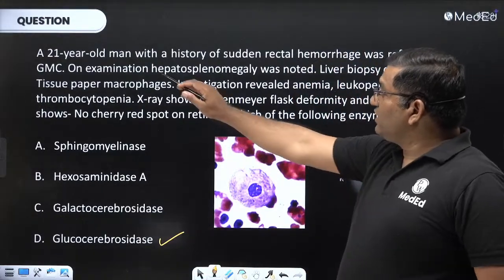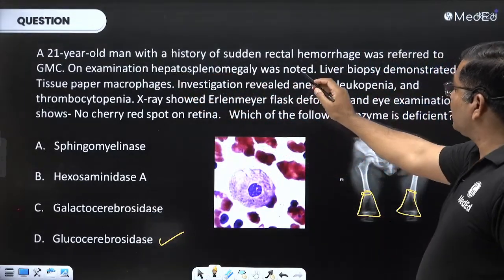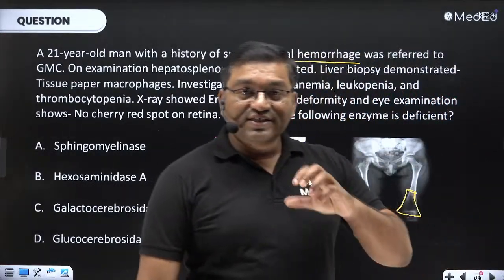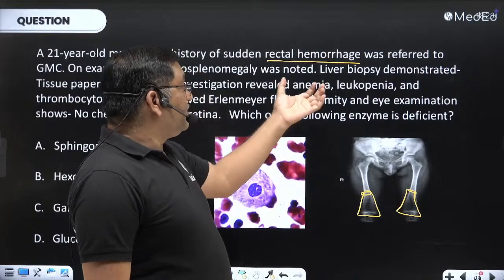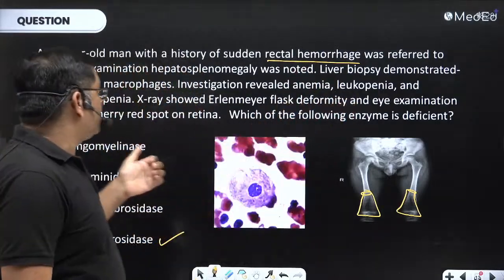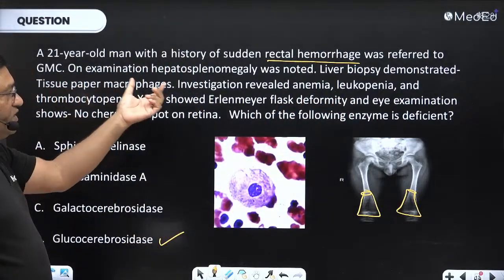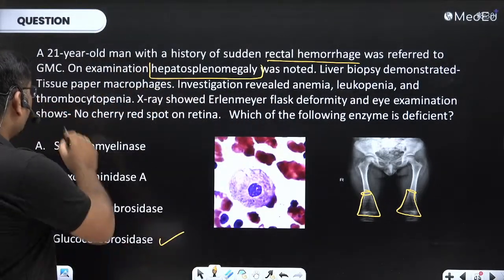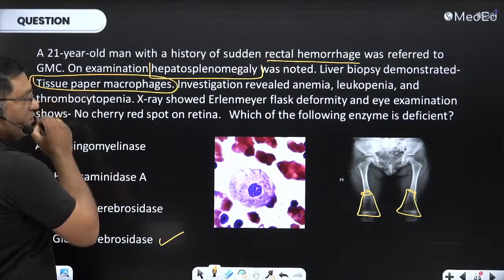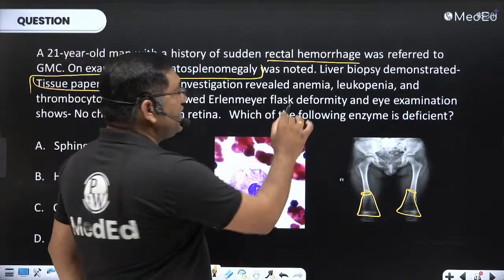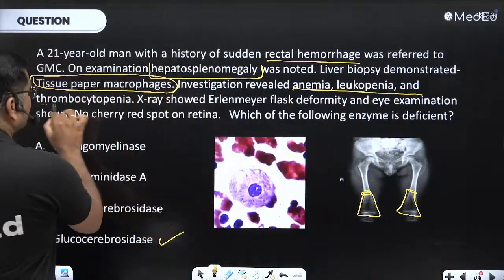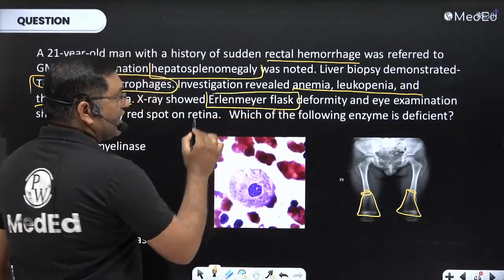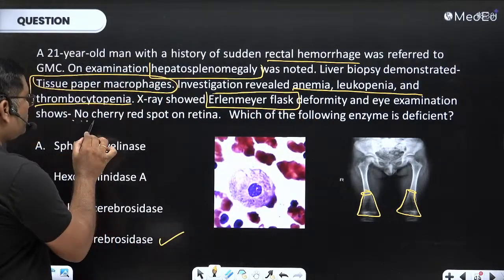Glucocerebrosidase. A 21-year-old man with a history of sudden rectal hemorrhage because of thrombocytopenia, decreased platelet count, easy bruising, and bleeding tendencies, was referred to the GMC. On examination, hepatosplenomegaly was noted. Liver biopsy demonstrated tissue paper macrophages. Investigation revealed anemia, leukopenia, and thrombocytopenia. X-ray showed Erlenmeyer flask deformity and eye examination shows no cherry red spot.